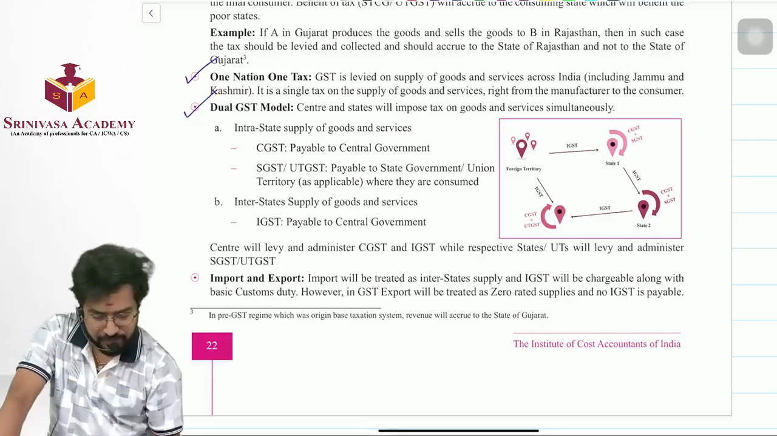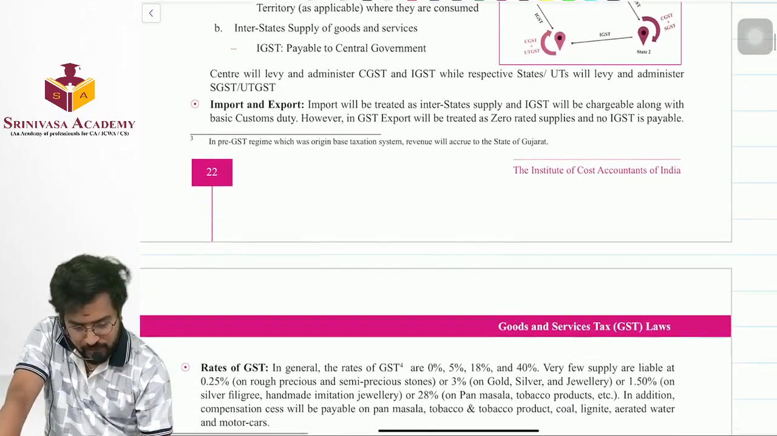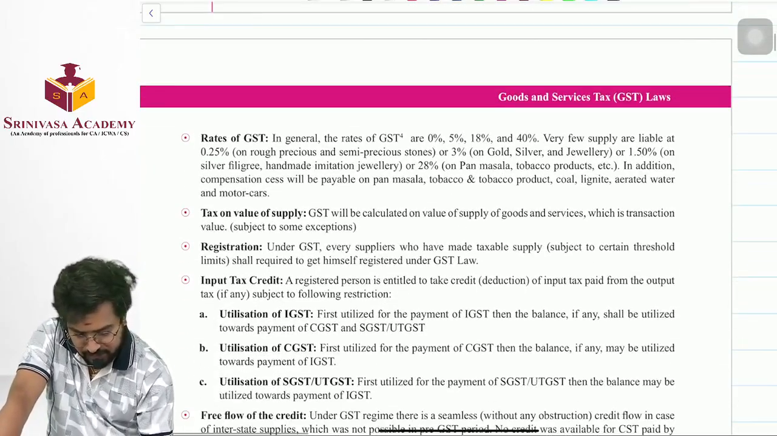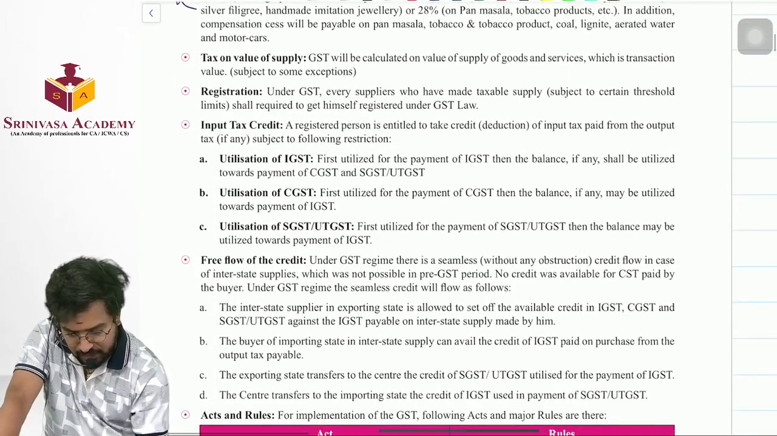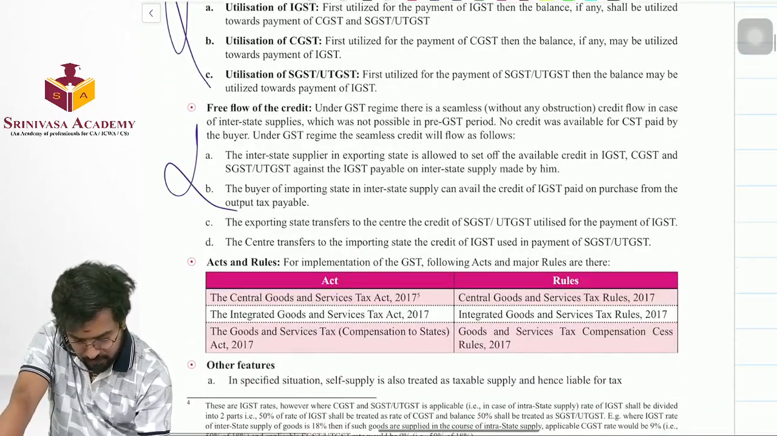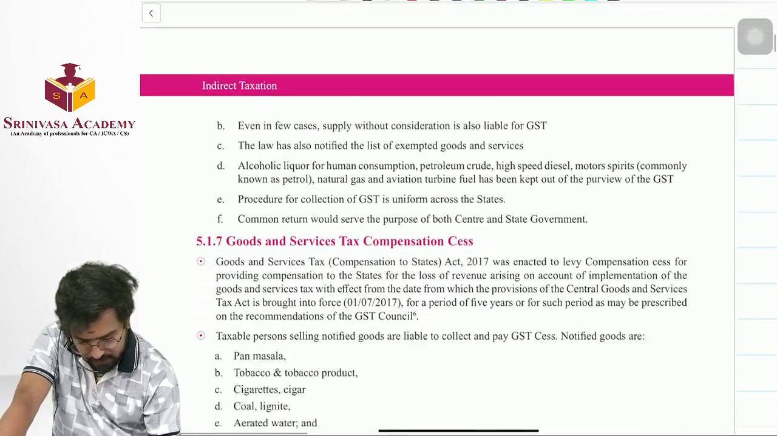Next, imports and exports are not required for you. Leave it. Rates of taxes not required. Tax on these and all not required. Free flow of credit. Other features not required.